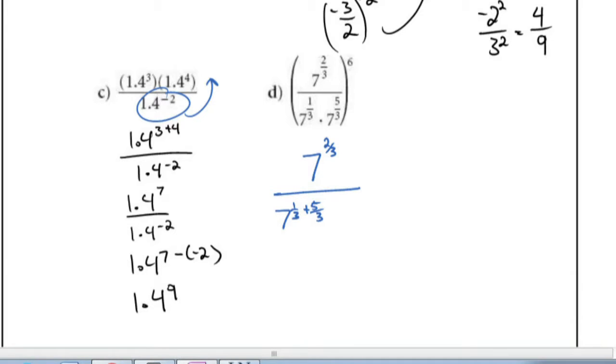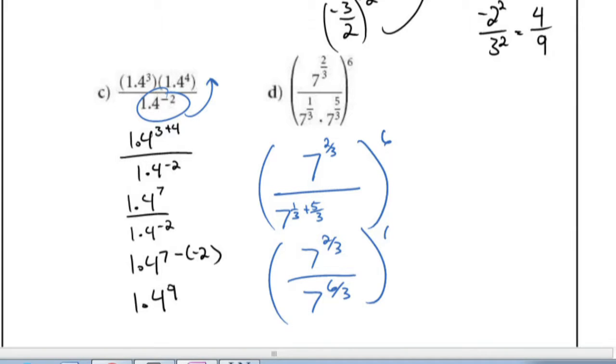I have 7 to the power of 2 over 3 on the top. And 1 over 3 plus 5 over 3 is 7 to the power of 6 over 3. Now, as soon as you see 6 over 3, you're like, well, I should simplify that. 6 over 3 is 2. You're right. You could simplify it, but you're going to have to kind of unsimplify it because when we add or subtract fractions, oh, sorry, I forgot the 6 on the outside.